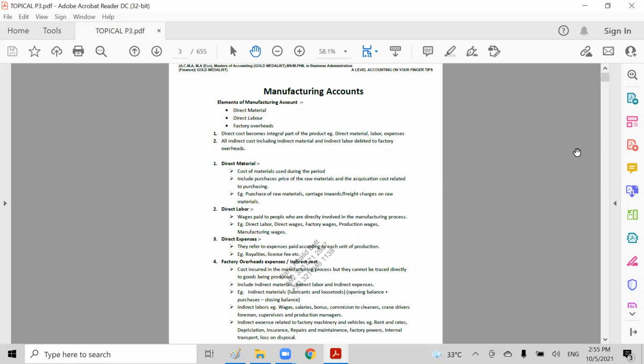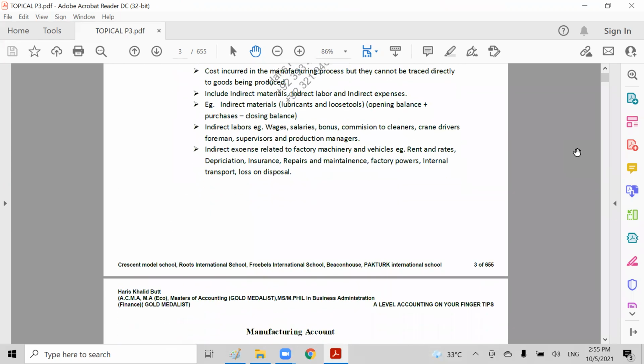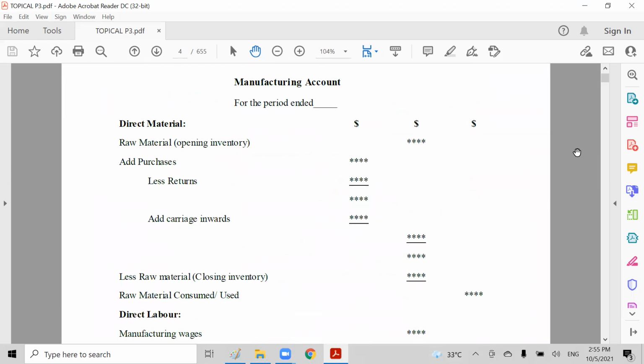For cost accounting, we have 4 chapters. Out of that, 2 chapters used to come in the paper. Let's discuss the format of manufacturing account. So it starts from direct material, manufacturing account for the period ended. It starts from direct material and it starts from raw material opening inventory.